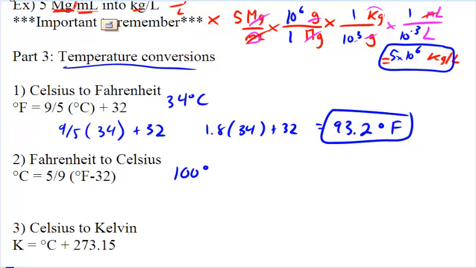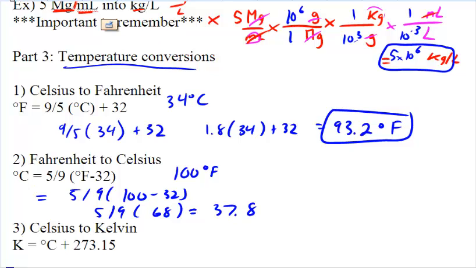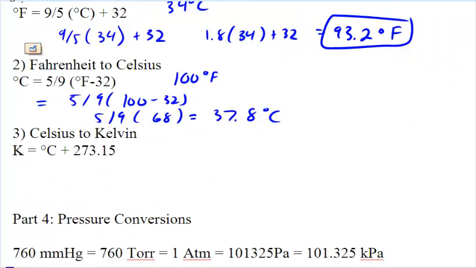And then if we want to do the opposite thing, let's say we want to find out what 100 degrees Fahrenheit is in Celsius. So we take 5 divided by 9 this time, and then we fill in our 100 degrees minus 32, so we take that 5 over 9, and then multiply it by 68, and we end up getting 37.8 degrees.